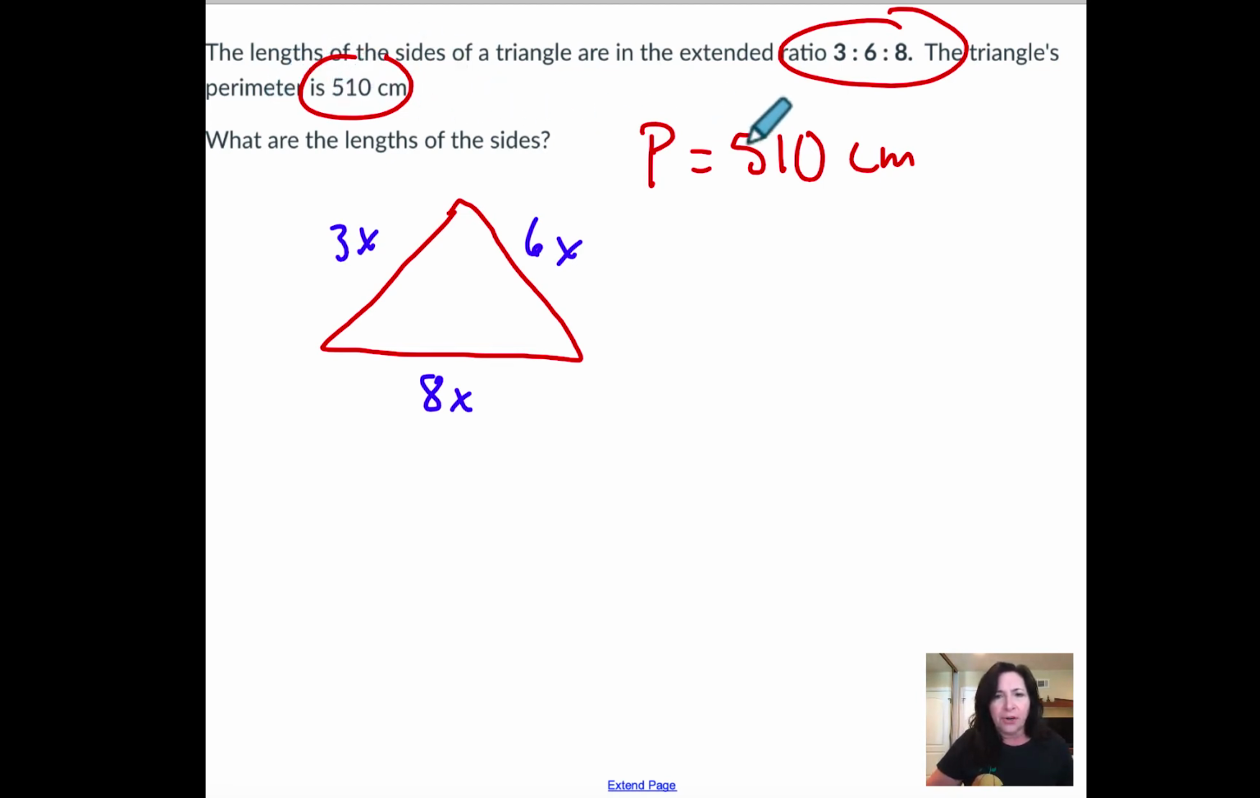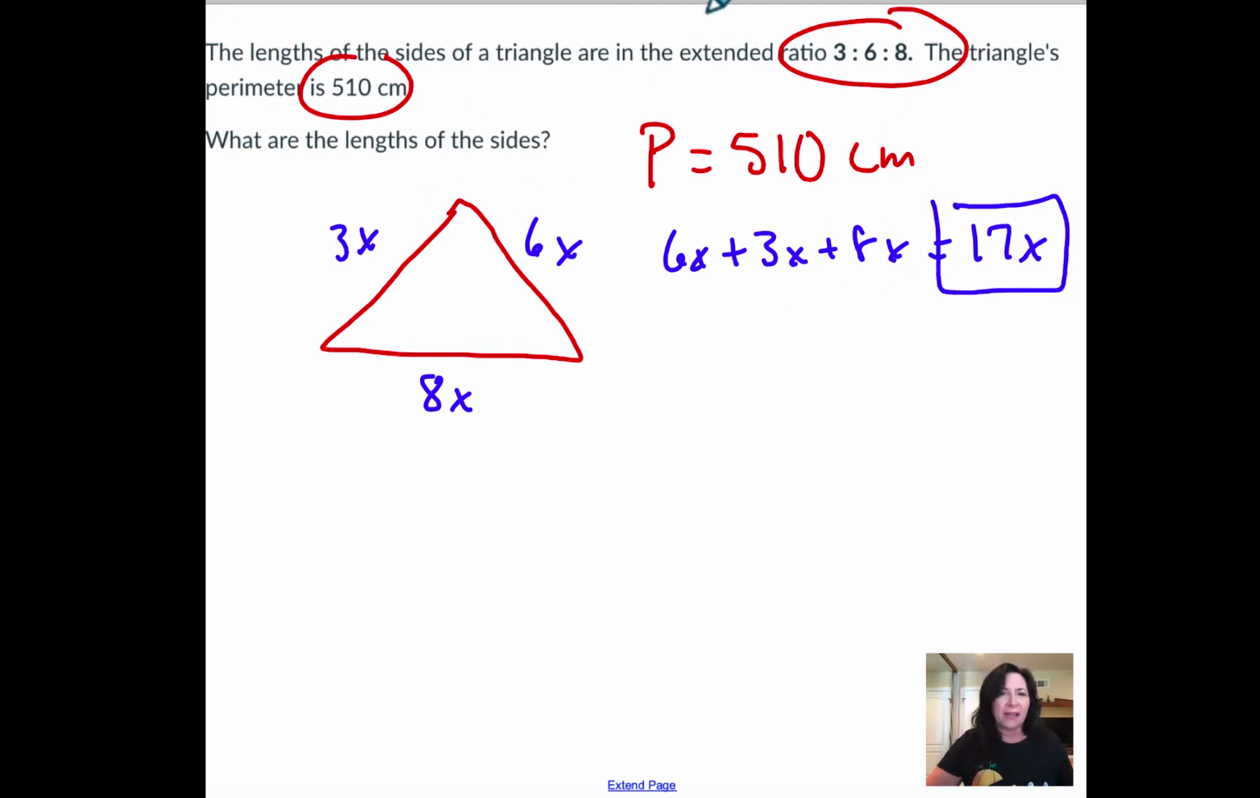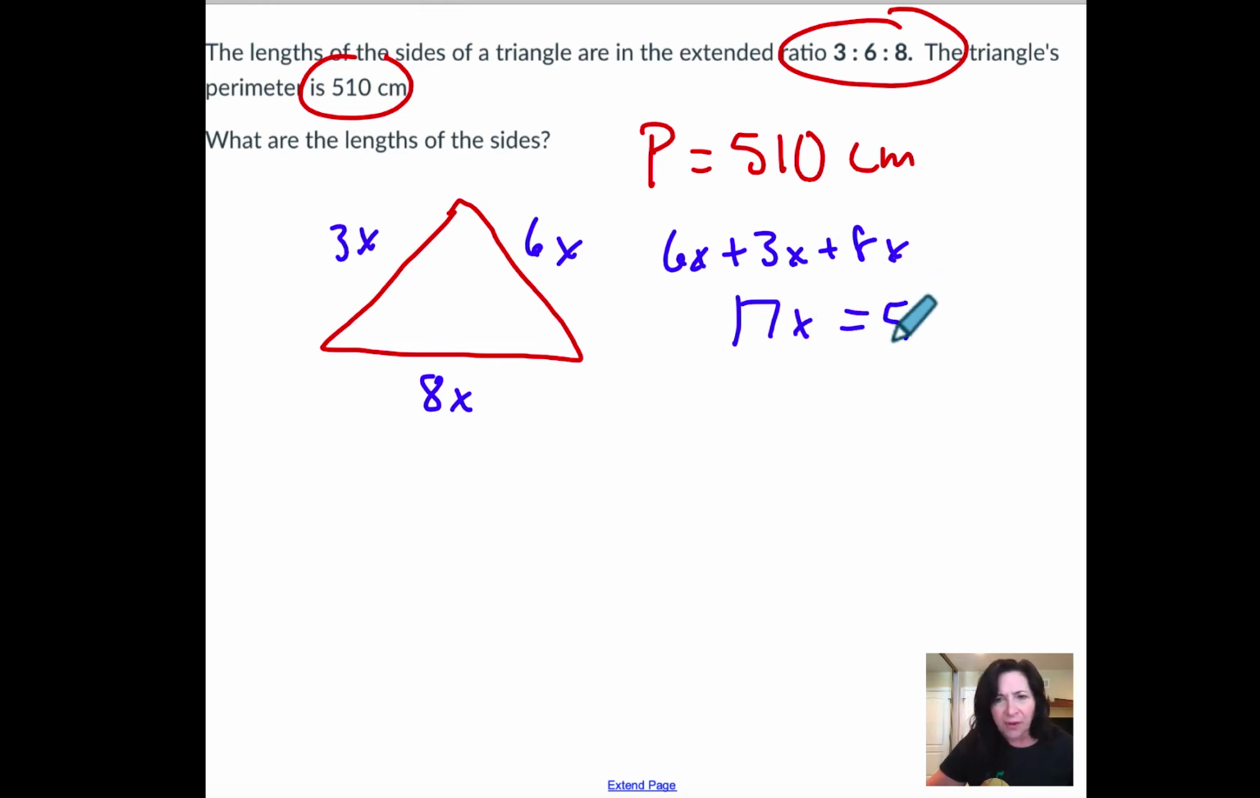Okay, so the perimeter is 510. So all you do is add these up. We've got 3x plus 6x plus 8x, and that equals 17 x's. So that means I have 17 x's, and I'm going to put that underneath to avoid any confusion. That means that I've got 17x, and that equals 510.